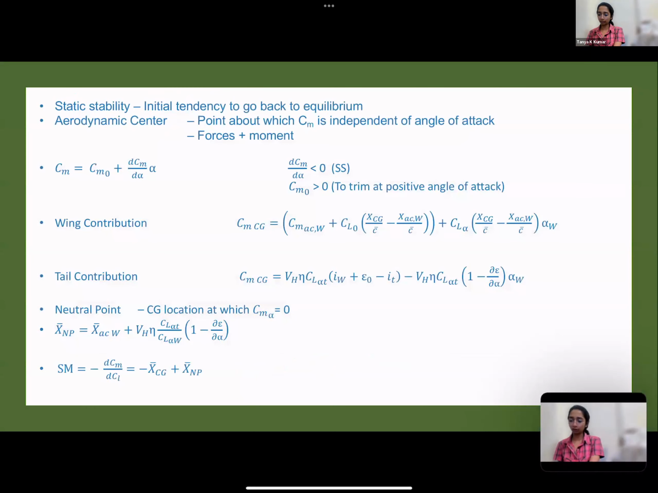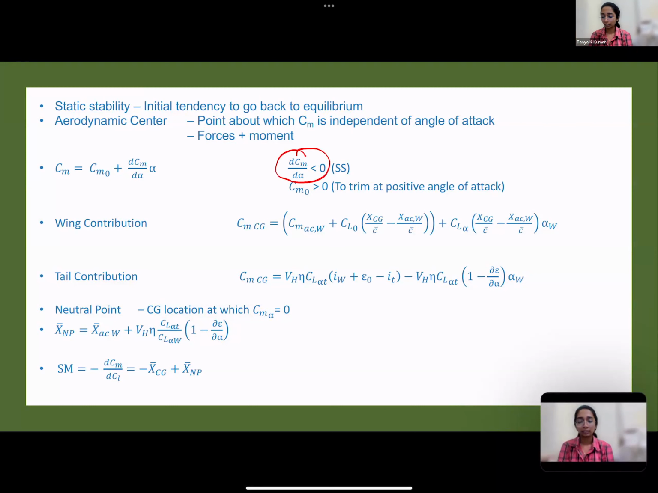Now let's go over some concepts that we have been going through, quickly. Static stability is the initial tendency of any object to go back to equilibrium. For an aircraft, in the longitudinal case, it means that it's flying at equilibrium and suffers some gust or disturbance. Its tendency to pitch back to equilibrium is static longitudinal stability. The only condition for static longitudinal stability is that Cm alpha should be less than 0. This is the only condition. Nothing else comments about stability.